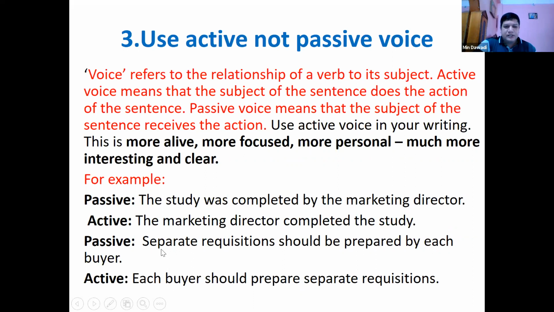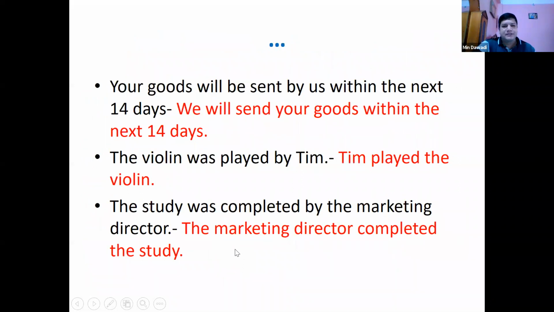Second example: separate requisitions should be prepared by each buyer. Simply you can say each buyer should prepare separate requisitions. Other example: your goods will be sent by us within the next 14 days. Instead of saying this, you can easily say we will send your goods within the next 14 days. So in this way, we have to use active voice as much as possible.